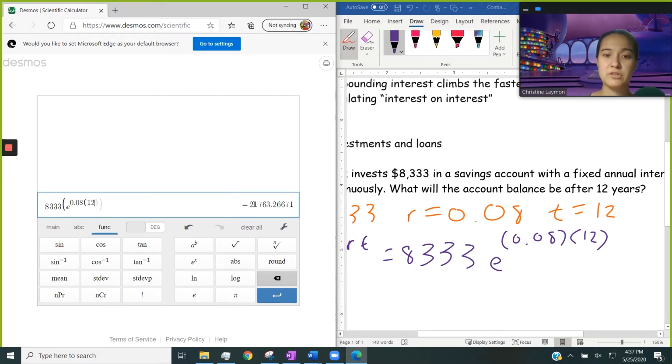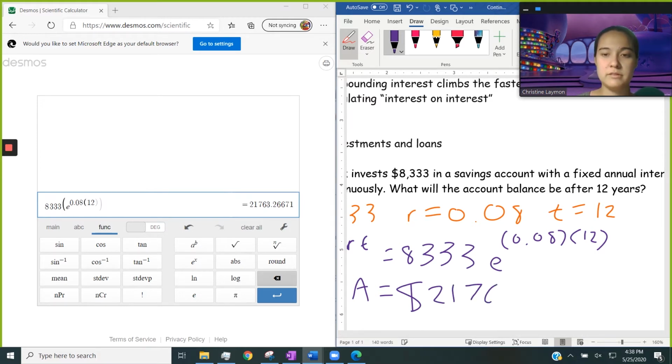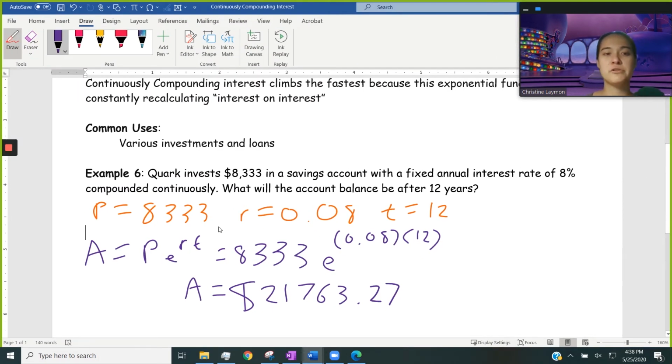Okay, so that's a total dollar amount. Let's come back over to here. A equals, in dollars, 21,763 and 27 cents. All right, let's go ahead and separate this. So again, he only invested about $8,000. At a high interest rate of 8%, after 12 years, he made close to $22,000. That's a pretty good return on investment. Let's take a look at another one.